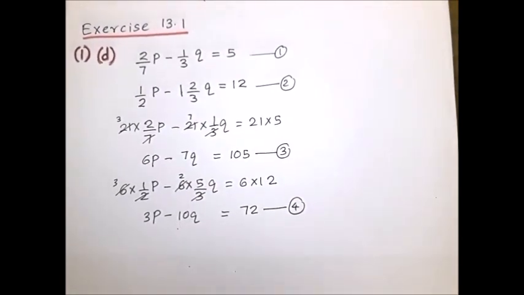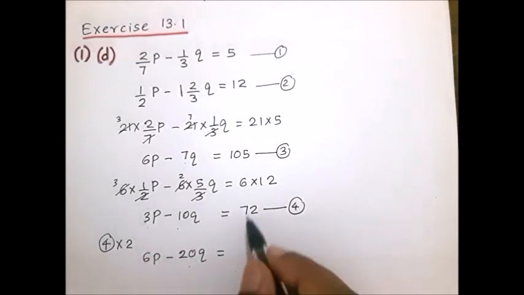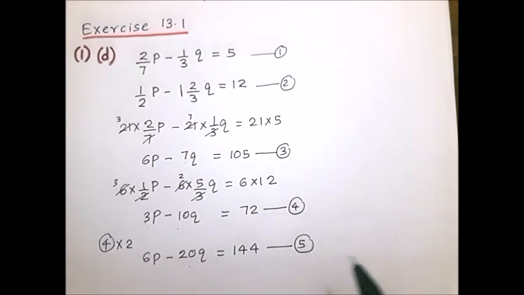Now look at the coefficients of p and q. Here 6 and 3, here 7 and 10. You can convert coefficients of p into an equal term by multiplying this equation by 2. When you multiply this one by 2, it becomes 6p. Then coefficient of these two will be equal. So multiply fourth equation by 2. 2 multiply 3p, it is 6p. 2 multiply 10, 20q. 2 multiply 72, it is 144. Name this one as 5.